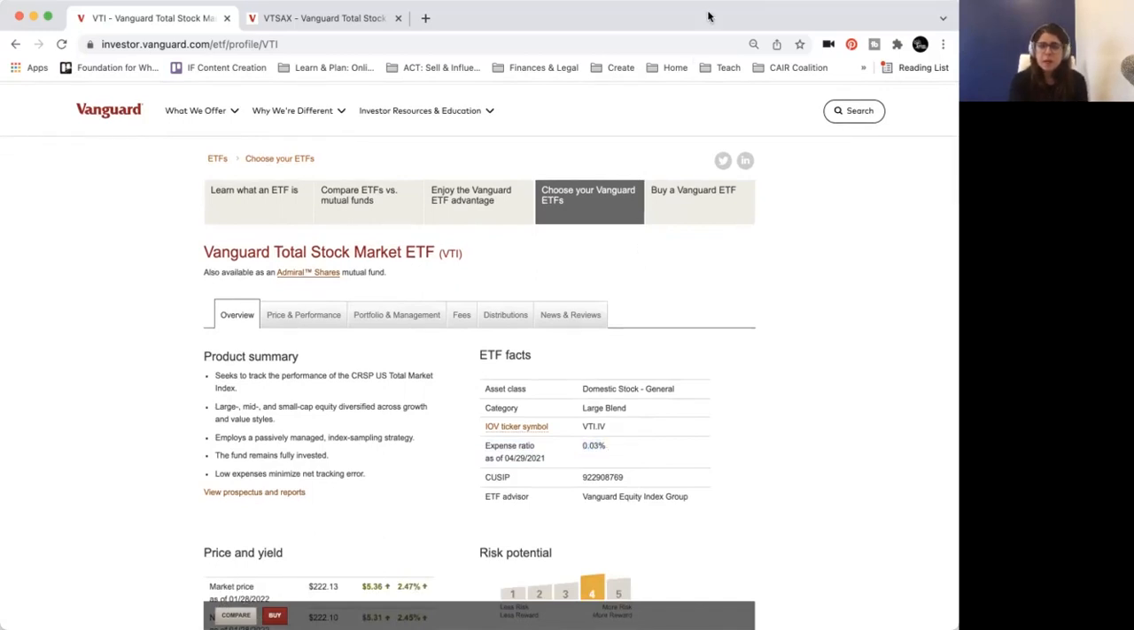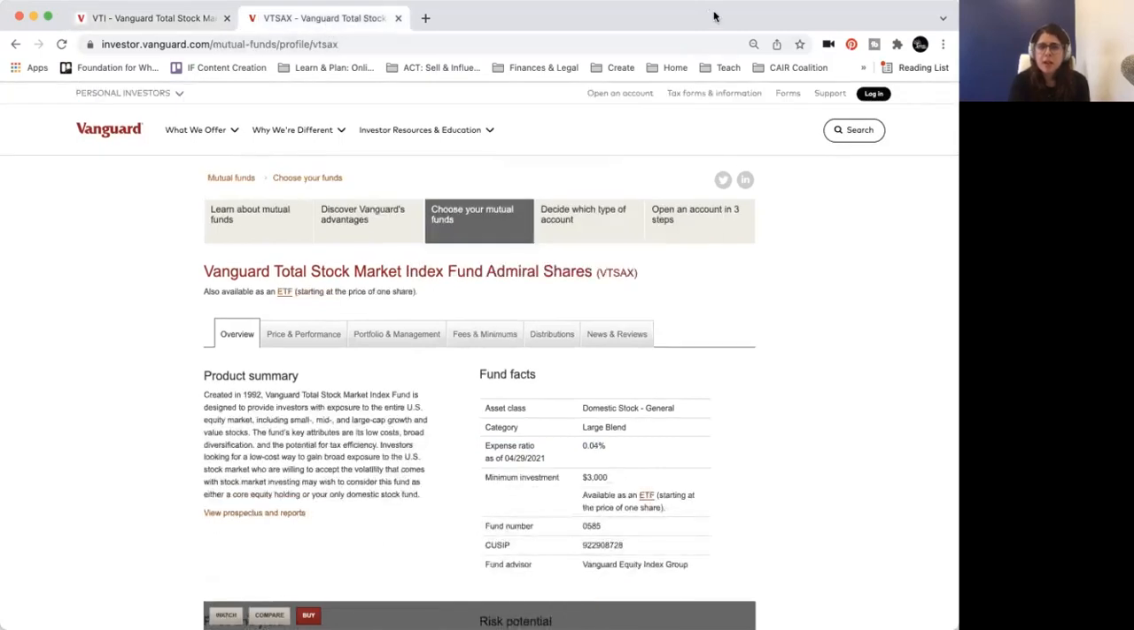Now let's look at what the fee would be for VTSAX, which I have in the next tab. Again, I just typed VTSAX into Google. This was the first page that came up. This is the Vanguard Total Stock Market Index Fund. So it's really similar to the VTI ETF. It's just structured a little bit differently as an index fund.